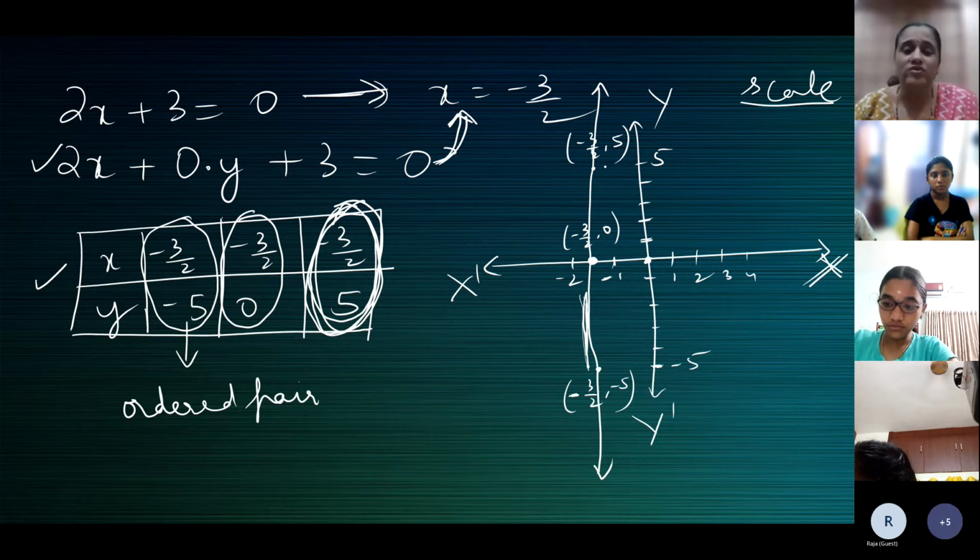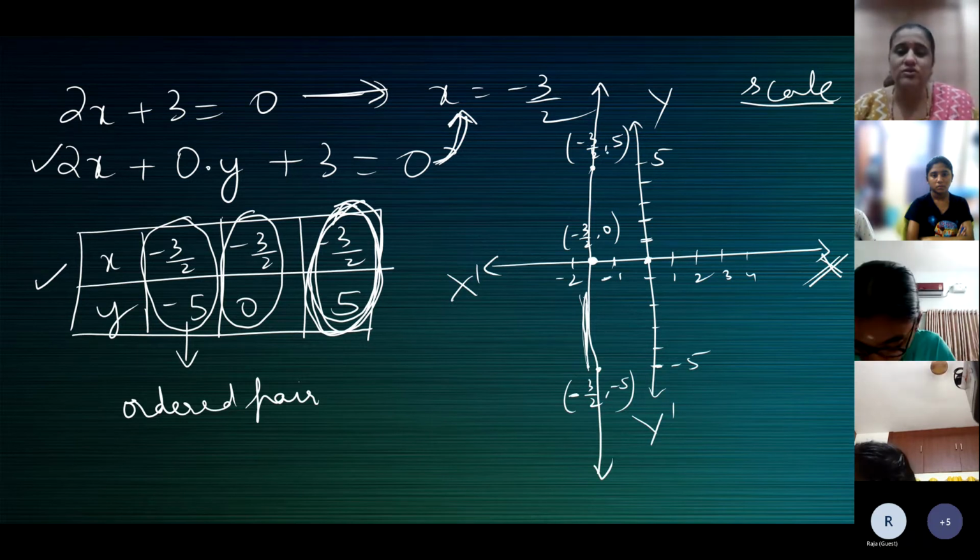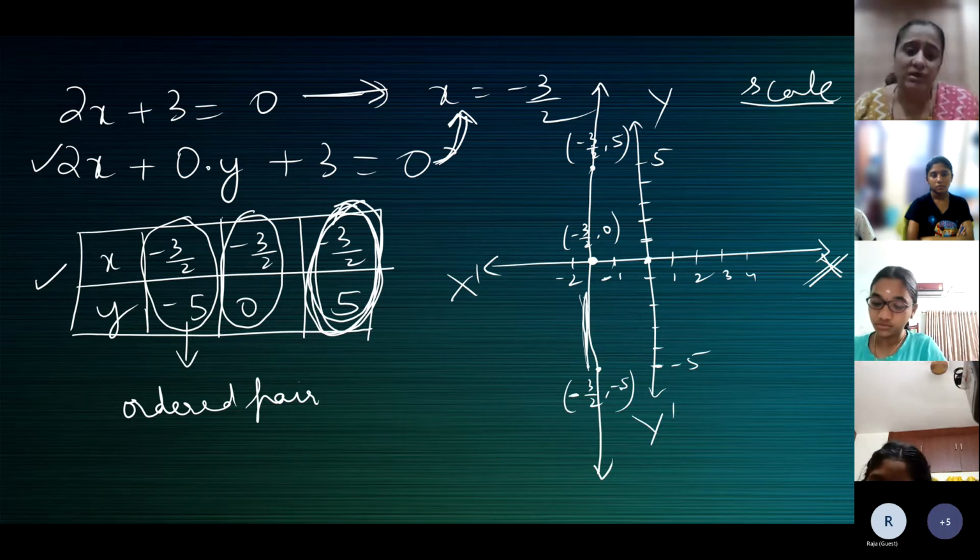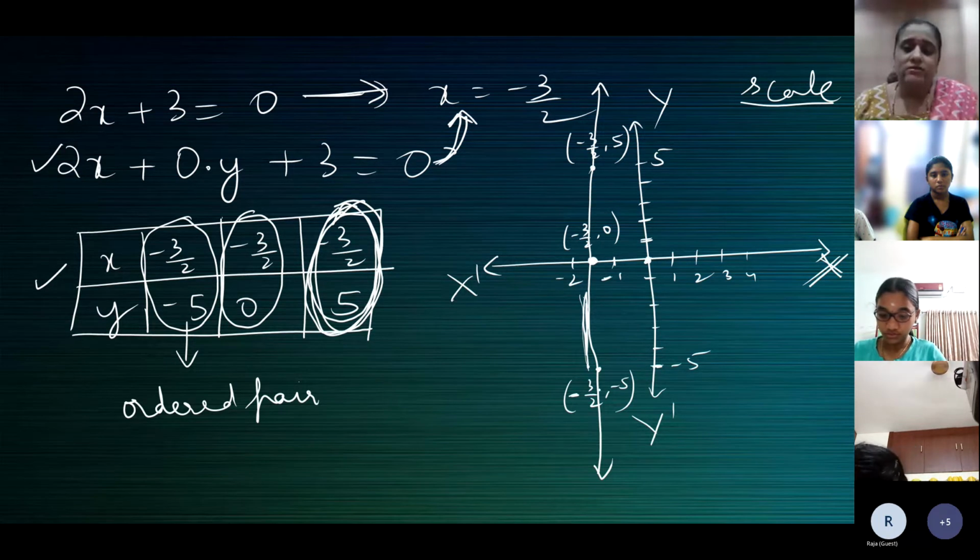And then whatever points you plot, you must write the coordinates. You cannot simply mark the points and join. You should write: this is minus 3 by 2, 5. This is minus 3 by 2, 0. Minus 3 by 2, minus 5. So, scale.